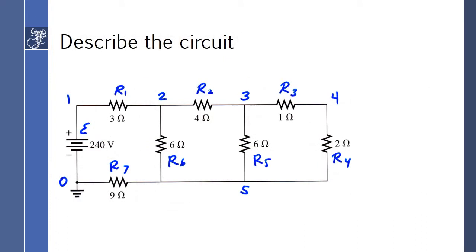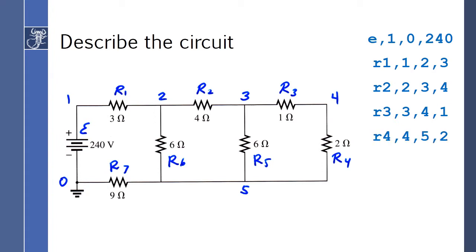Having named the nodes and the elements, now we proceed to describe the circuit by describing each element one by one. So we have a source that we will call E, connected with the positive node in node 1, the negative node in node 0, and it has a value of 240 volts. So we describe it as E, 1, 0, 240. And the resistors, you should already know how to describe. R1, 1, 2 means a resistor called R1 connected between 1 and 2, and with a value of 3. So you say 3. And then R2, 2, 3, 4, and so on and so forth.